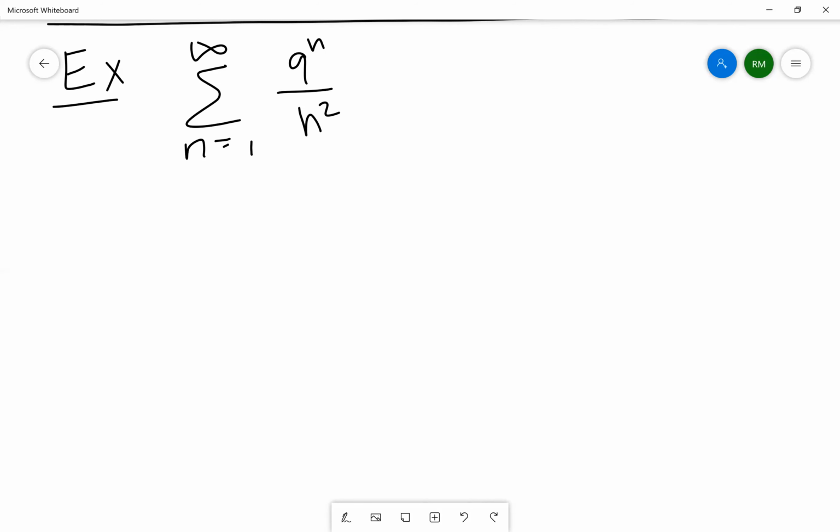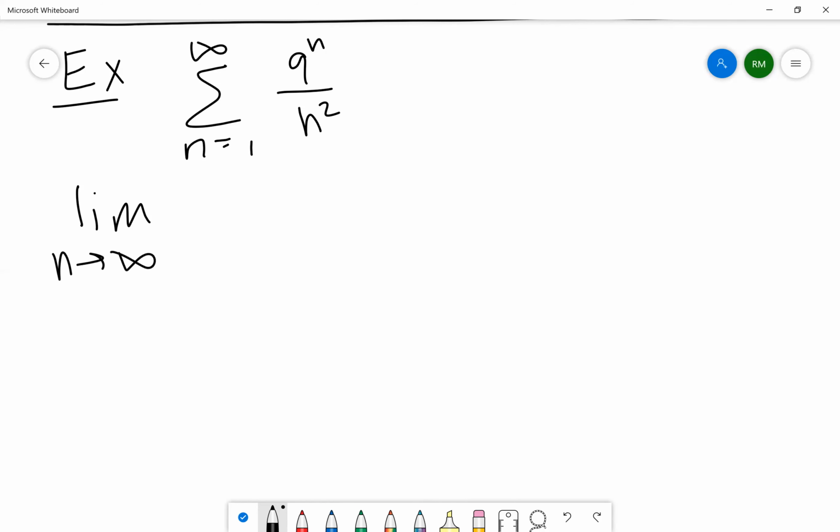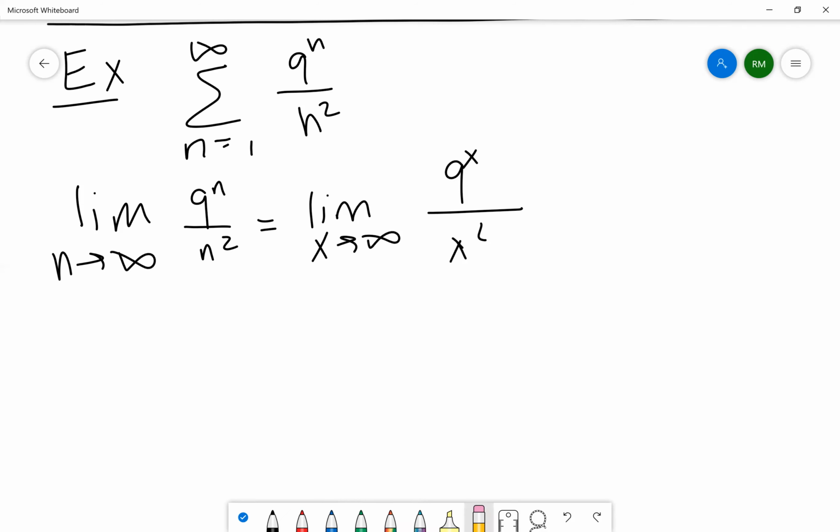And so what that means is, let's see what the divergence test tells us. Let's look at this limit as n goes to infinity of the nth term, and we're going to replace these n's by x's, so we can actually evaluate this limit. Well, what do we see? We see that the numerator is going to infinity and the denominator is also going to infinity. So that means we can use L'Hopital's rule.